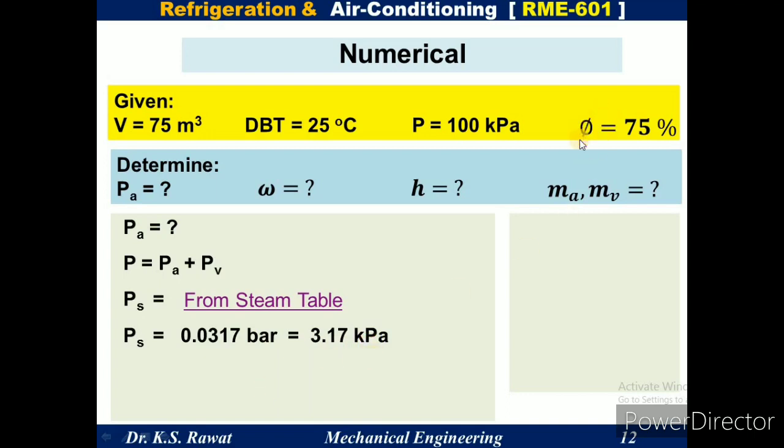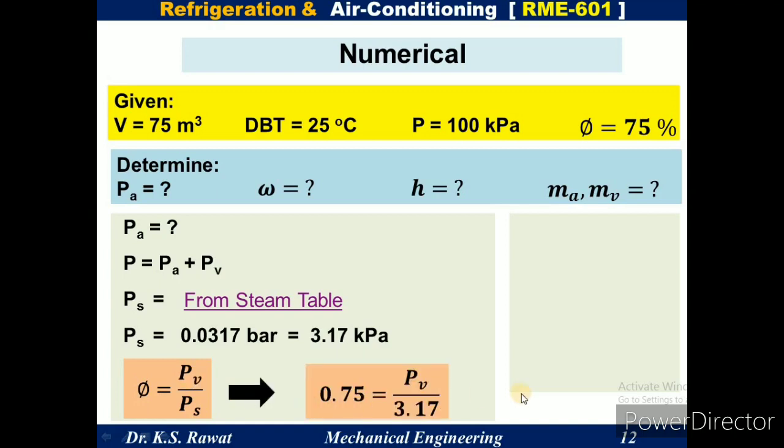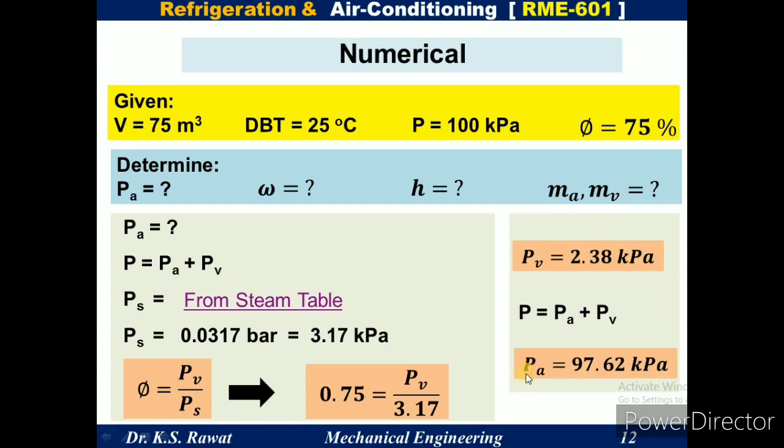We know that relative humidity can be defined as the partial pressure of water vapor divided by the partial pressure of the saturated air at the same temperature. We have the value of relative humidity and the partial pressure of the saturated air, so we can find the value of PV. Now put the value. We will get the value of PV equal to 2.38 kilopascal. Now put this value into this equation. We will get the partial pressure of dry air as 97.62 kilopascal. So we have calculated the partial pressure of dry air.